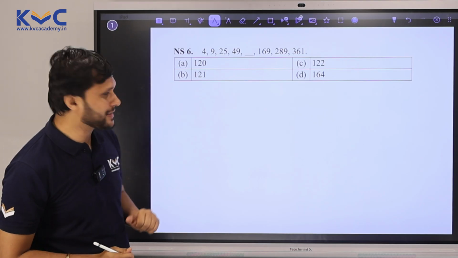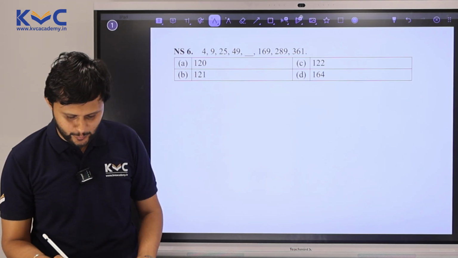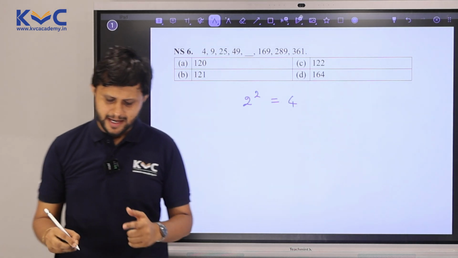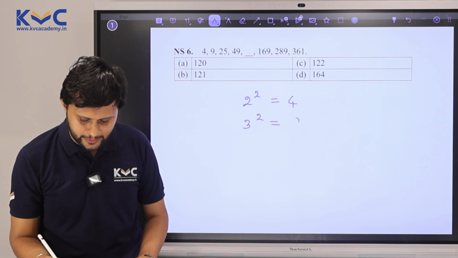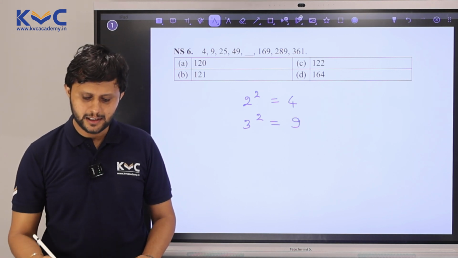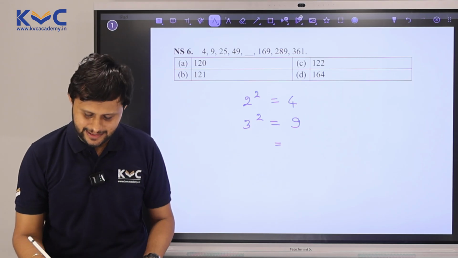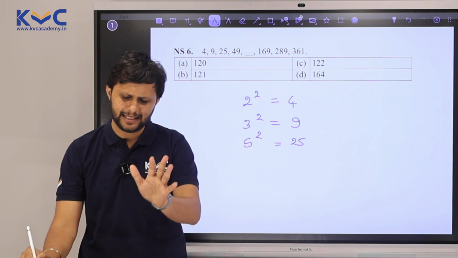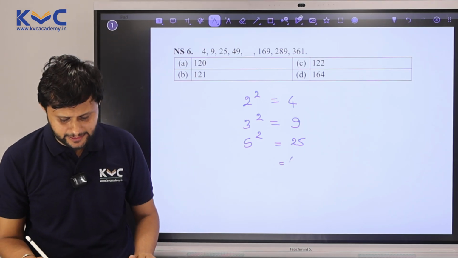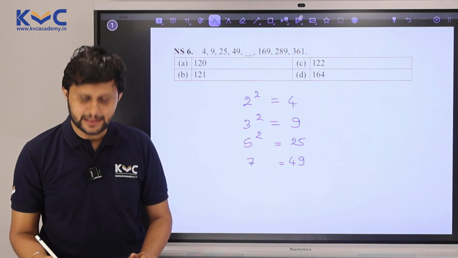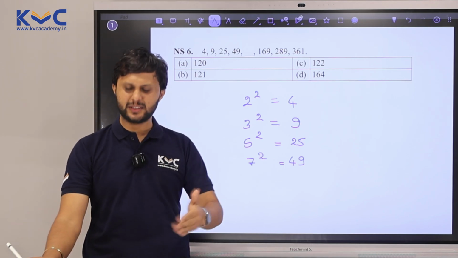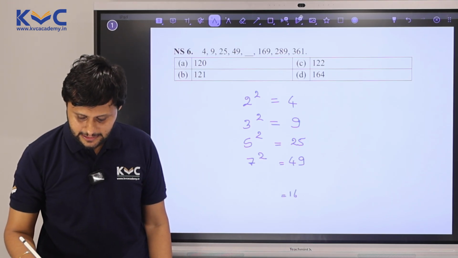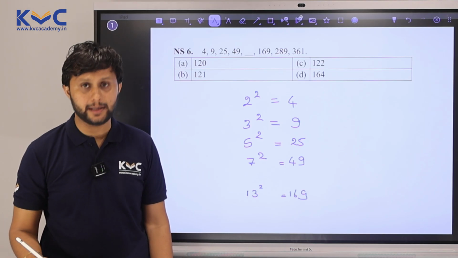We have 4, which is 2 square. So 2 square is equal to 4. We got the first one. 9: we have 3 square is equal to 9. Great. And the next number is not 4 square. It is 25, which is 5 square. So 4 square is missing. Let's continue. The next number we have is 49. 49 is 7 square. So we have 2 square, 3 square, 5 square, 7 square. Something is missing. Then we have 169, which is 13 square.